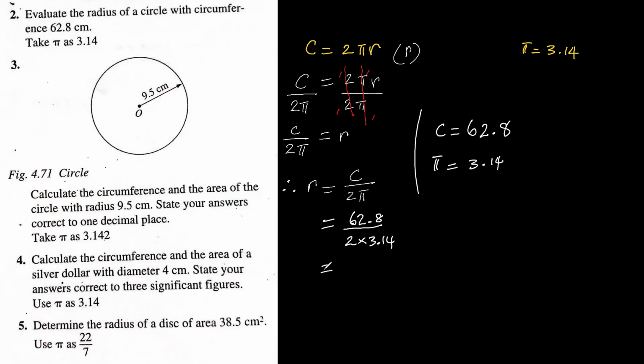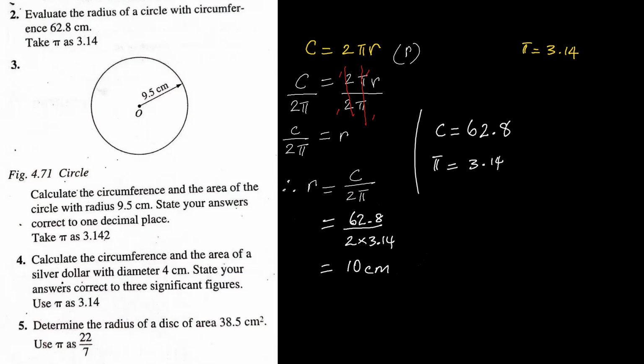All right, so I just went for my calculator instead. 62.8 divided by open bracket 2 times 3.14, close bracket. The answer is what? 10. The answer is 10 centimeters.